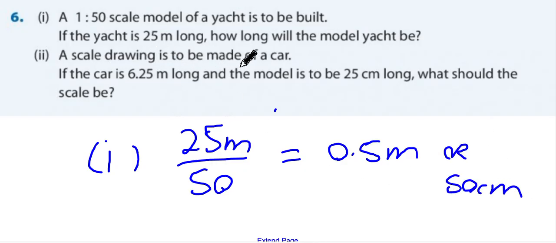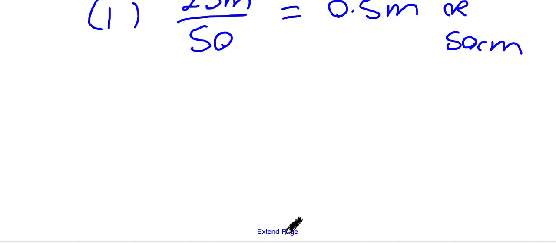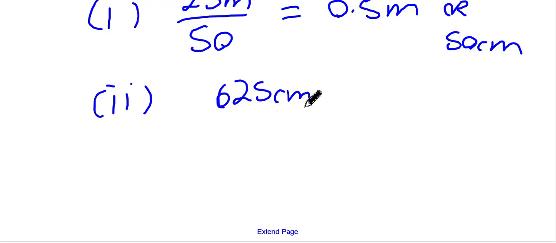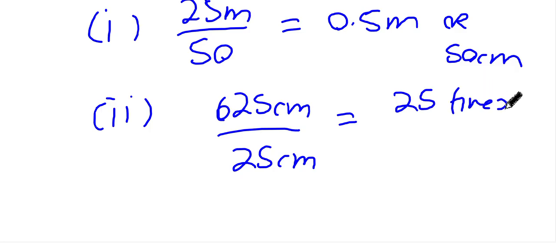A scale drawing is to be made of a car. The car is 6.25 meters long and the model is 25 centimeters long. What should the scale be? Okay, so one of them is measured in centimeters and the other in meters. Change meters to centimeters, multiply by 100. It's 625 centimeters long. So the real car is 625 centimeters. The scale model is 25, so divide the big one by the small one. Is it 25? 25 times bigger. How do you write a scale that's 25 times bigger?